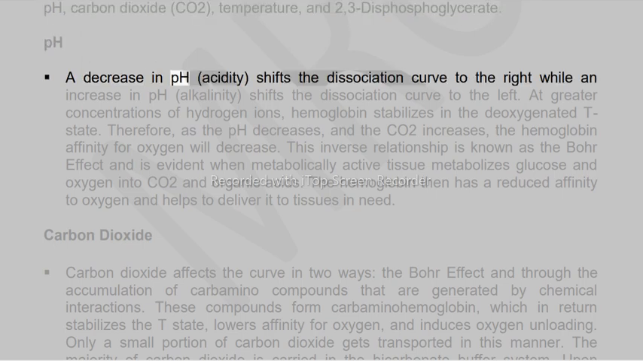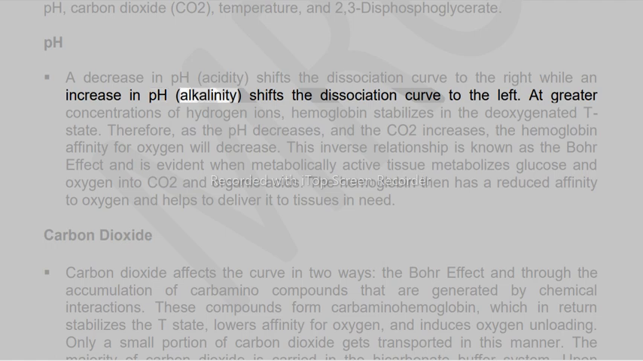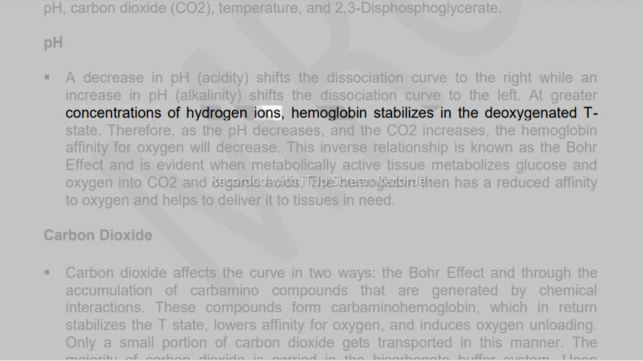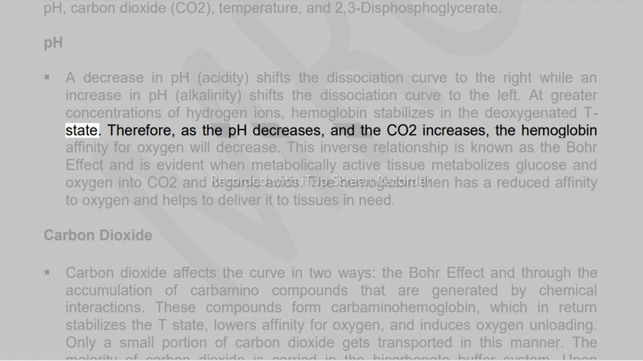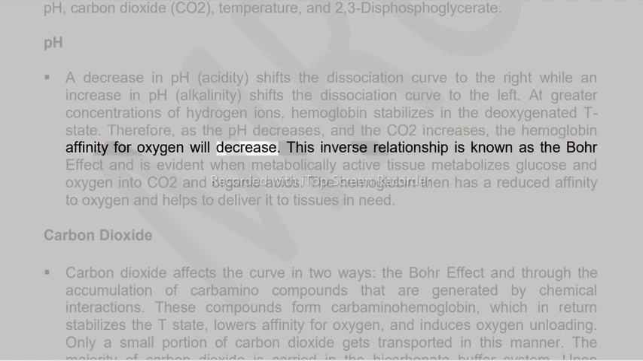A decrease in pH, acidity, shifts the dissociation curve to the right, while an increase in pH, alkalinity, shifts the dissociation curve to the left. At greater concentrations of hydrogen ions, hemoglobin stabilizes in the deoxygenated T state. Therefore, as the pH decreases and the CO2 increases, the hemoglobin affinity for oxygen will decrease.